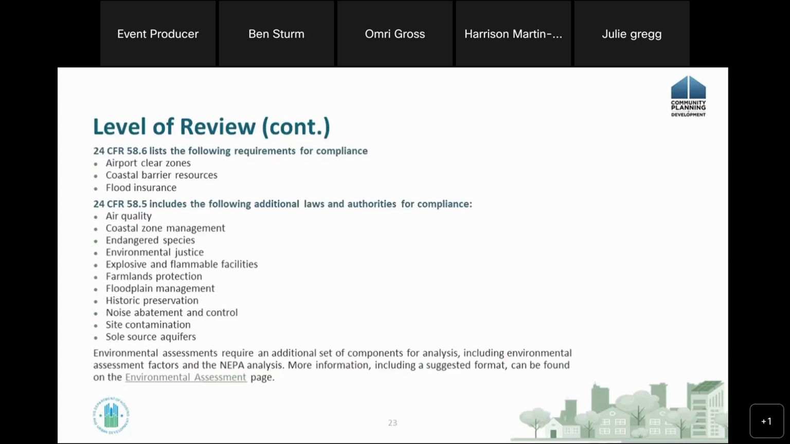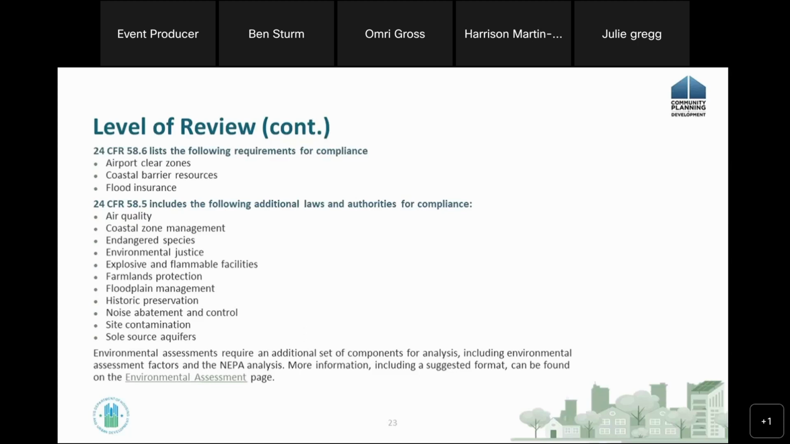So let's briefly talk about these requirements, starting with 58.6. All projects, regardless of the level of reviews, are required to analyze the project for compliance with 58.6. This includes documenting compliance for flood and disaster protection, Coastal Barrier Resources Act, and airport and runway clear zone regulations. Projects that are not exempt or CENST must document compliance with 58.5. 58.5, also known as the fun stuff, is often referred to as the related laws and authorities.